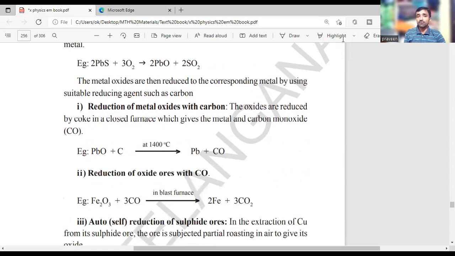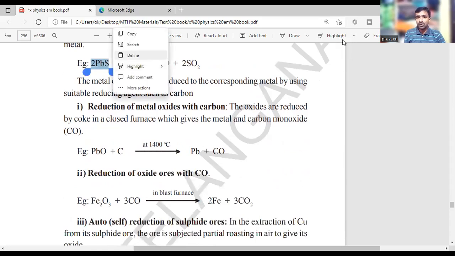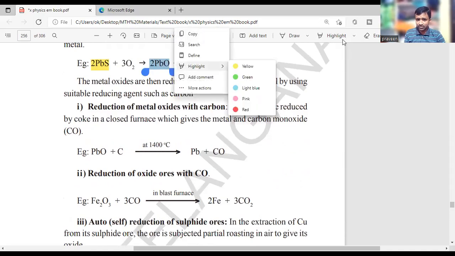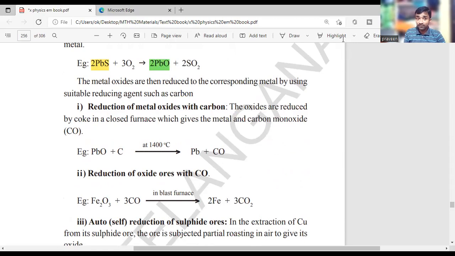After converting these sulfides into oxide form, they are reduced. First they are available in the sulfide form, then they are converted into oxide form. Here you obtained PbO, the oxide form, and it is reduced using a suitable reducing agent. It may be carbon or carbon monoxide, used at a high temperature.